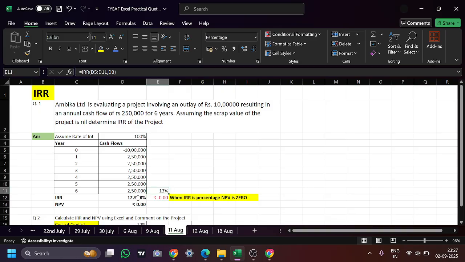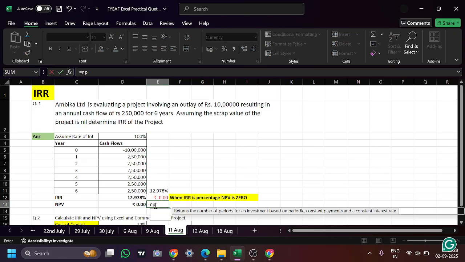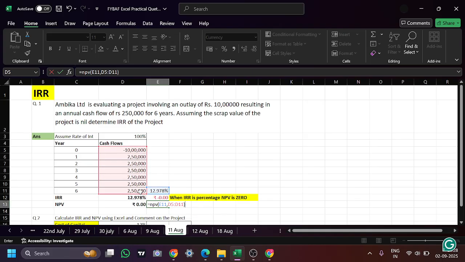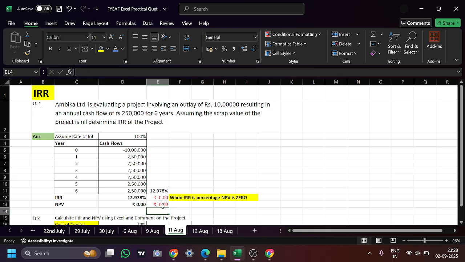You will notice the slight difference is there. If you want this value in the decimals, you can increase the decimals and you will get the 97 or something like that. Done. So you will get this value. Now what they have mentioned, when the IRR is percentage, NPV is 0. Now how to calculate a NPV? NPV is equal to NPV in bracket. NPV says that the first should be a percentage. Now I'm taking this percentage, thereafter comma, and all the outflows and inflows. Let's see whether we are getting the 0 value. Yes, we have got the 0 value.